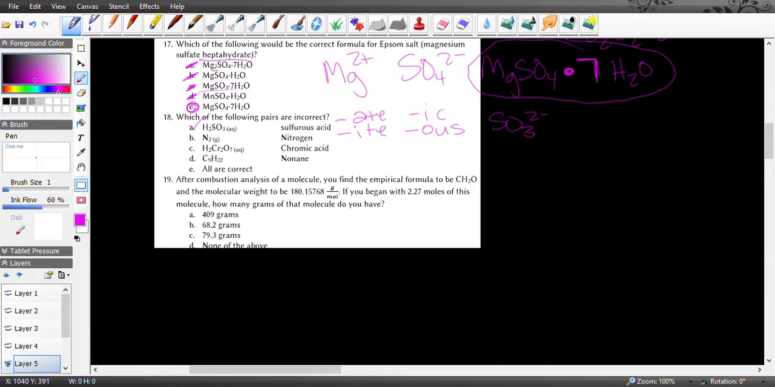Nitrogen, right? So nitrogen's one of the diatomic. It's just going to be called nitrogen. And so we have H2, N2, O2, F2, Cl2, Br2 and I2. Those are all of them. So yeah, nitrogen's correct.